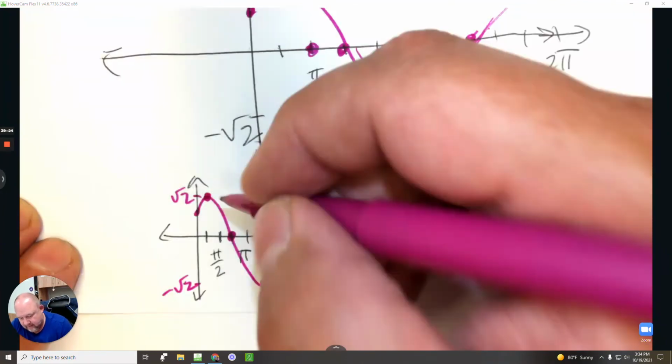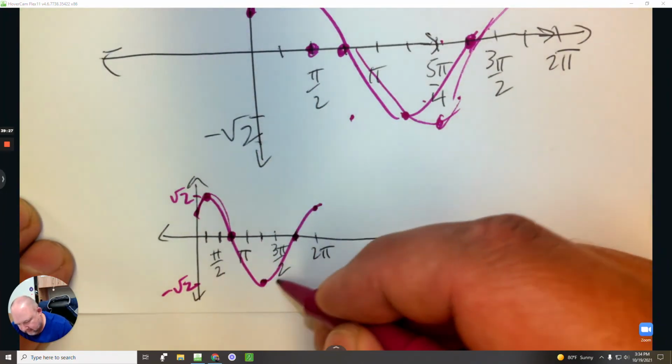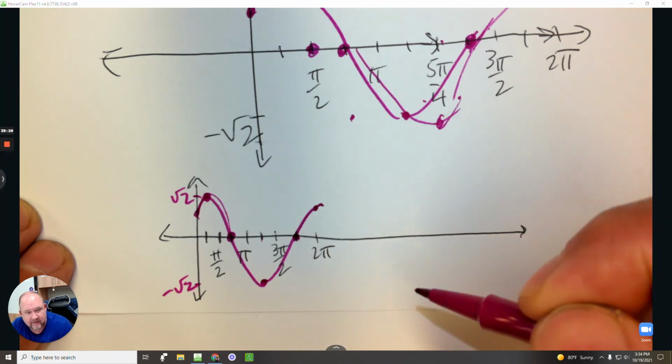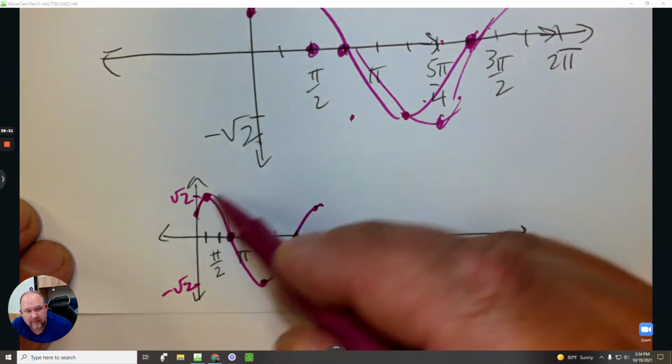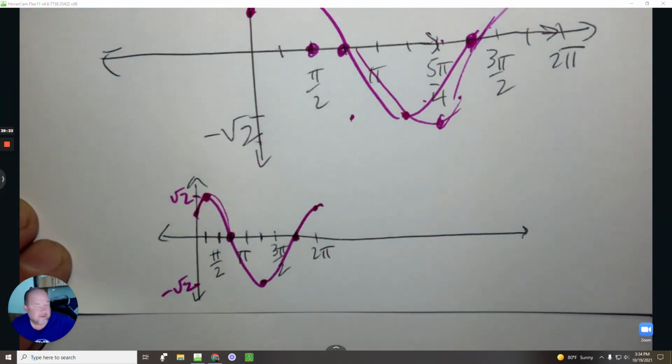Yay! And so it's concave down, then concave up, and then concave down. And we have a maximum, minimum. We connect it all together. Oh, lights are going off. So that means I'm done.